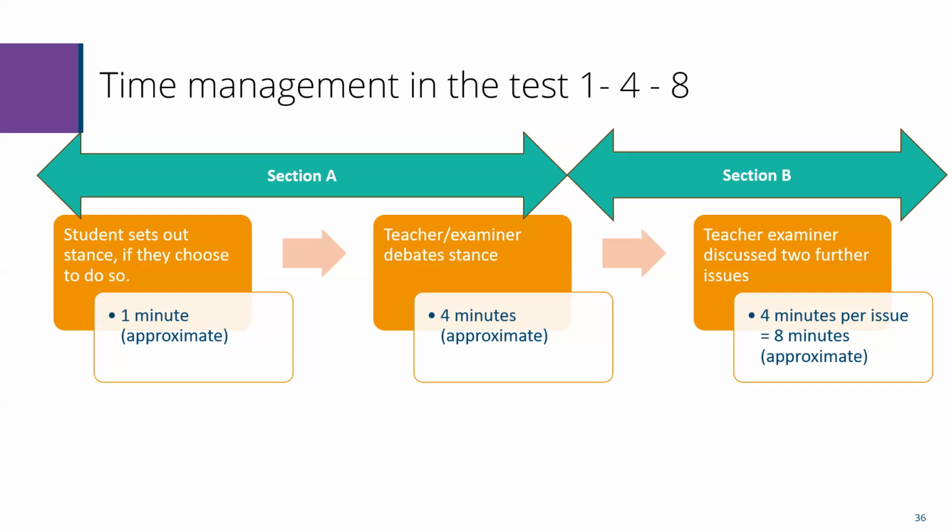We have a 2-4-4-4, I think, pattern. Sorry, a 4-2-4 pattern for Unit 1. This is a 1-4-8 pattern for Unit 3. So in Section A, the student sets out their stance, if they choose to do so, for about a minute. And then you debate their stance for about 4 minutes. And then we deal with 2 further issues, about 4 minutes per issue, and that gives us 8 minutes approximately.